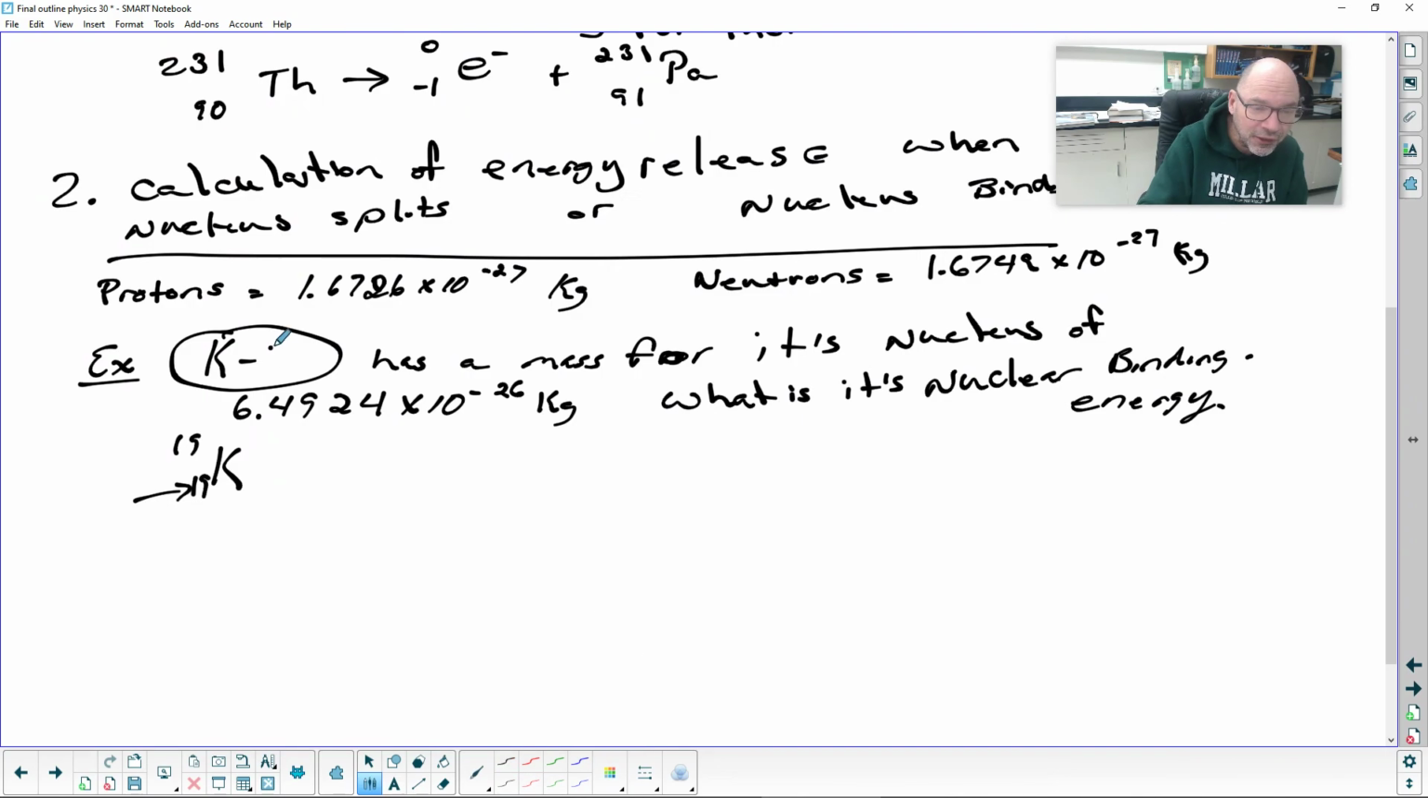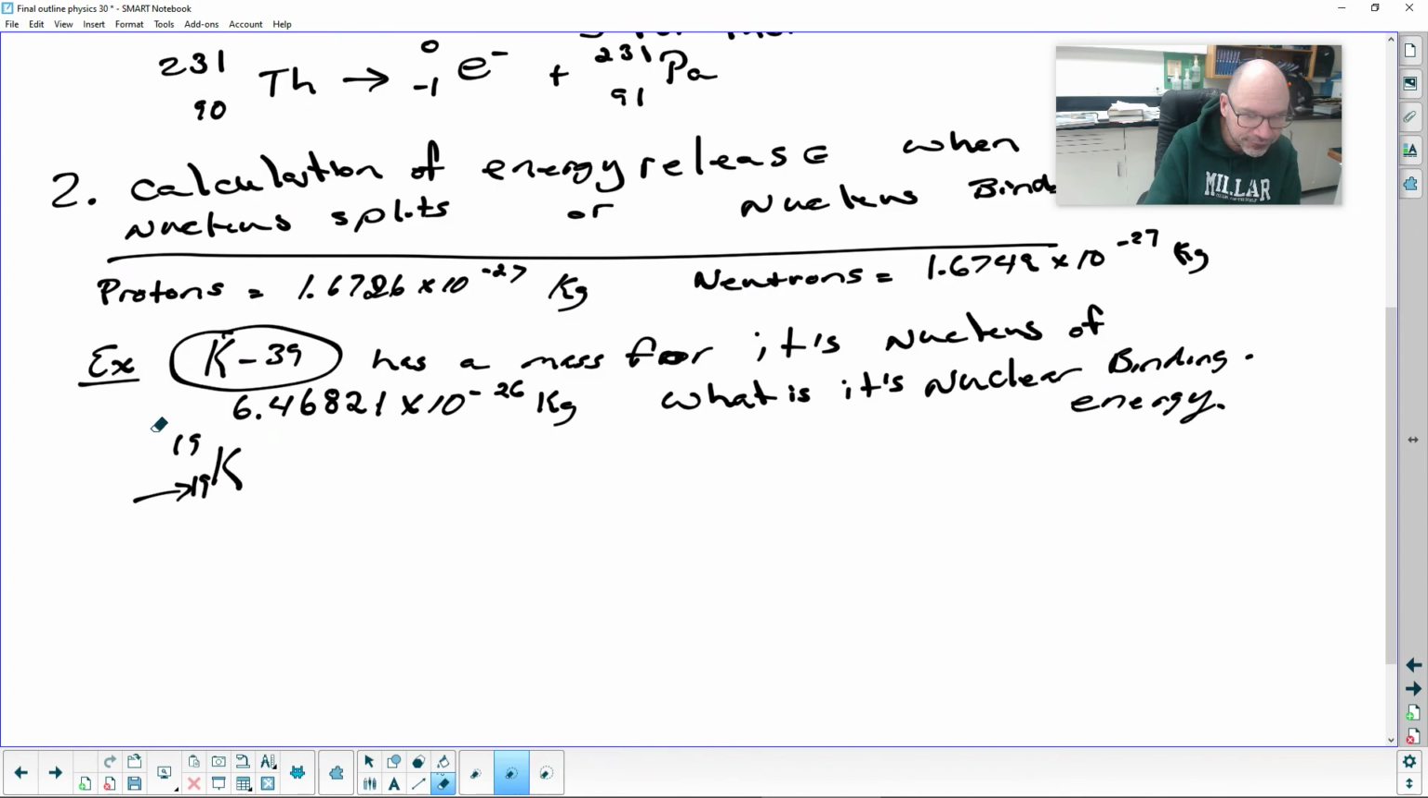All right, so this is 39, and this is a little bit heavier, 6.4682. It has a lot more nuclear binding energy. All right, so there we go. Let's go back to the calculation. So this is not a 19, this is a 39 up here.